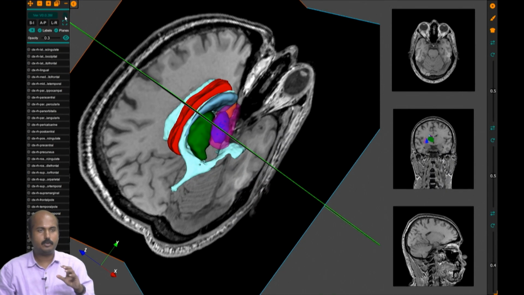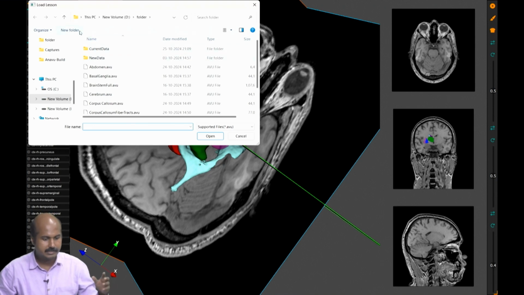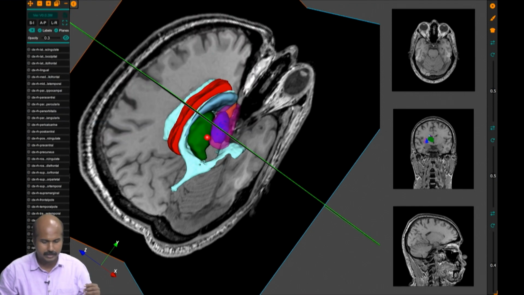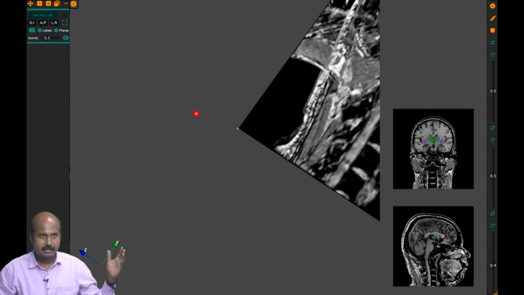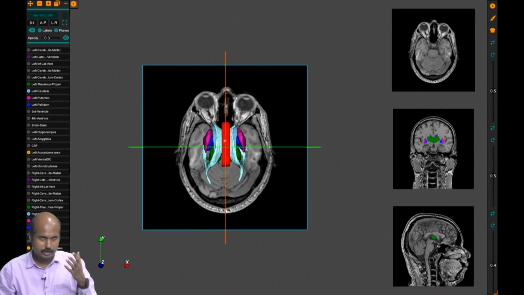Okay, so suppose I want to teach a class on basal ganglia. What I'll do is open this and take basal ganglia.avu, click on it and open it, and then that set of structures will be loaded onto the AnaVu platform. And once it is loaded, suppose you want to teach on the basal ganglia, you have to teach the spatial relations of some important structures.